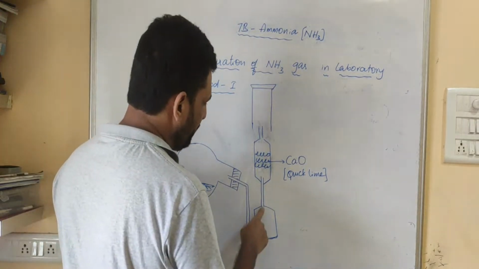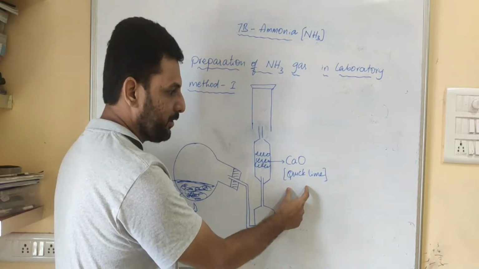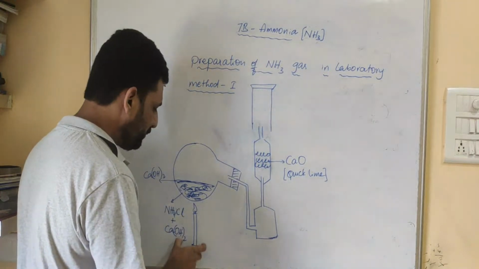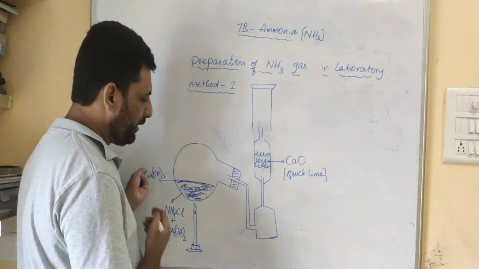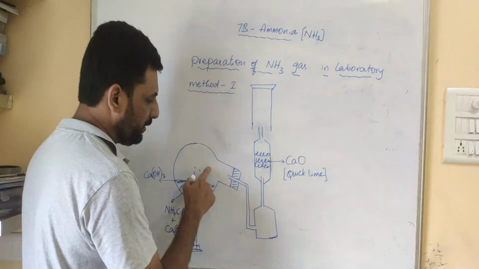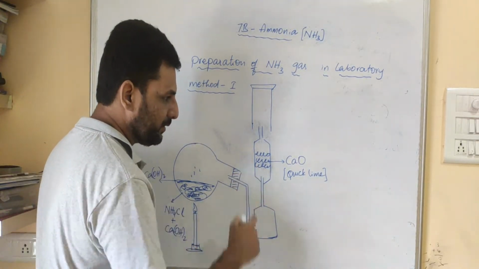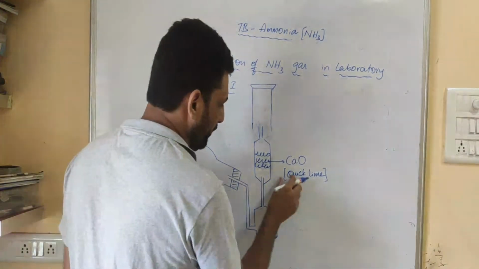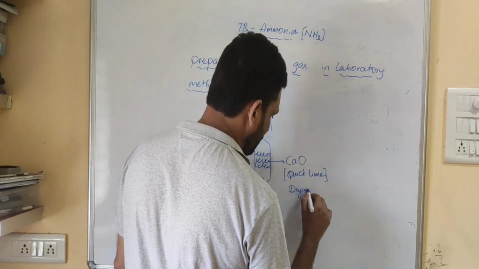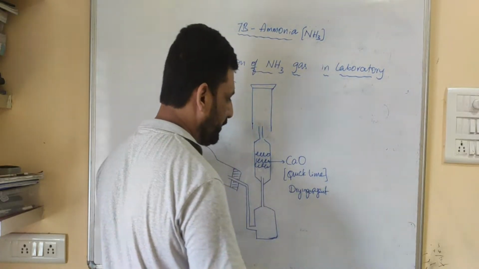Then it is connected to a container which has a drying agent, calcium oxide, and then it is connected to a gas jar. When you heat this mixture of the two, ammonia gas is produced. The ammonia gas goes through this delivery tube and finally reaches the calcium oxide, which acts as a drying agent. Why a drying agent?